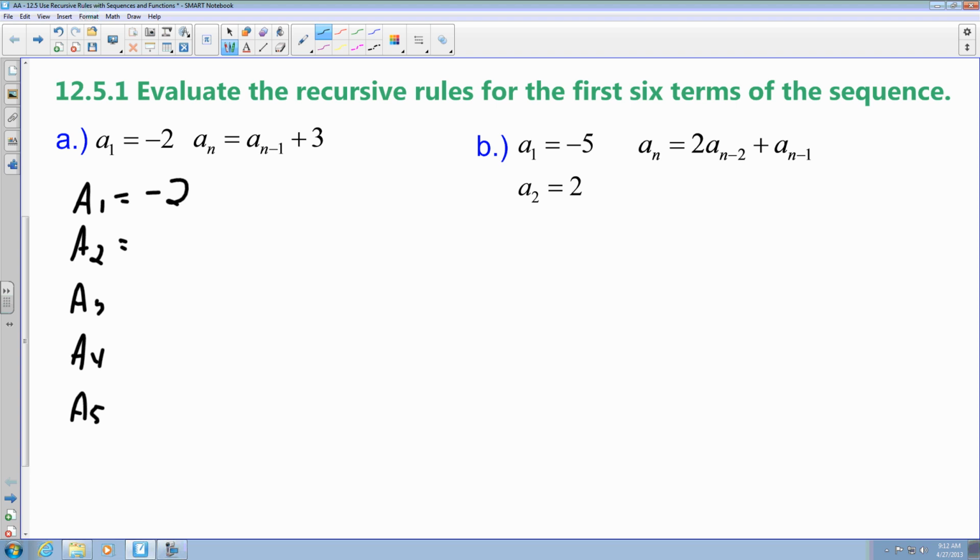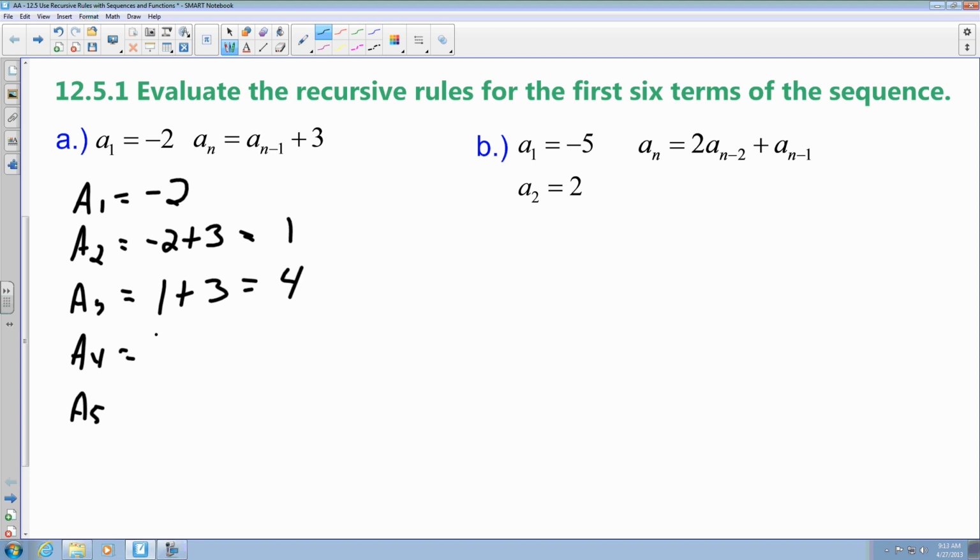A sub 2 is, we have to use the value from a sub 1 because here it's a sub n minus 1. Well, n in this case is 2. 2 minus 1 is 1, but a sub 1 was -2, so I have to say that -2 plus 3, and then that's going to equal 1. Same thing goes for a sub 3. I have to use the one preceding, so it's going to be 1 plus 3, which is going to equal 4.